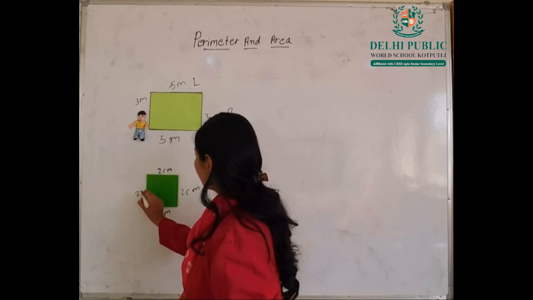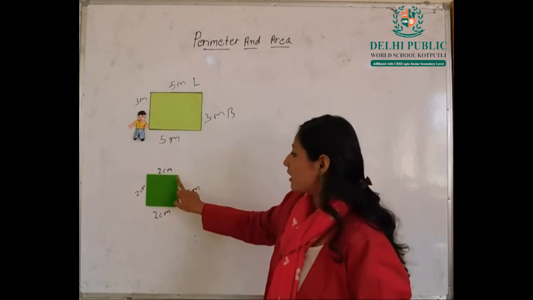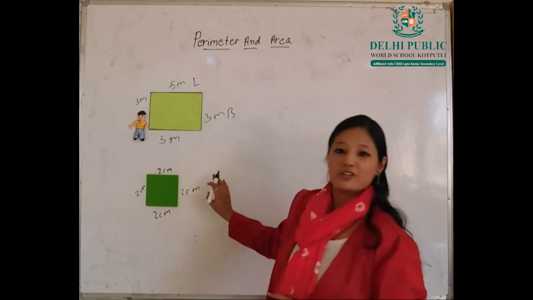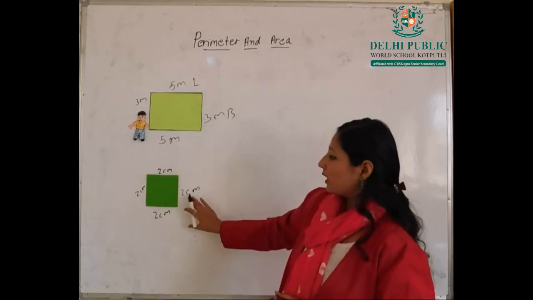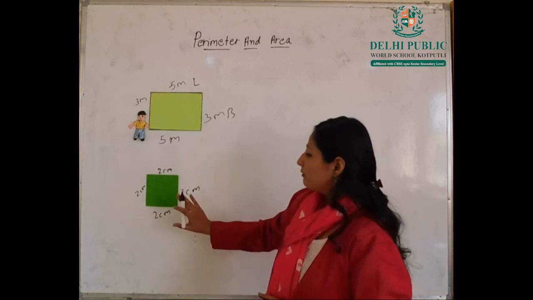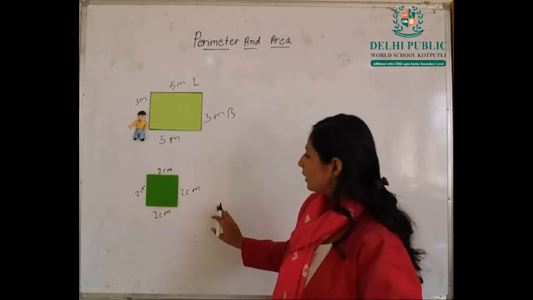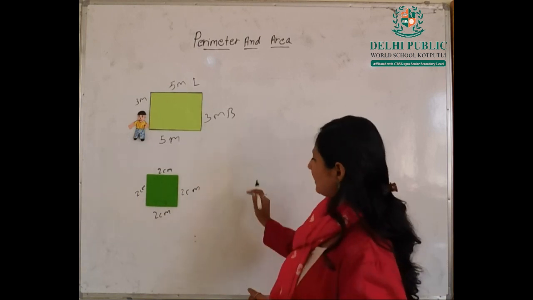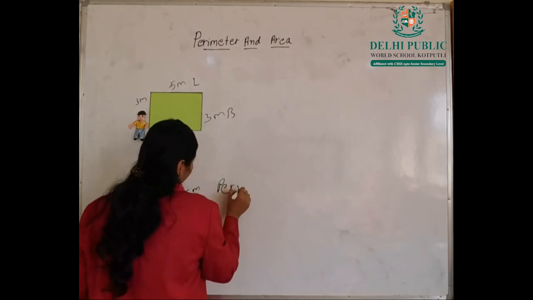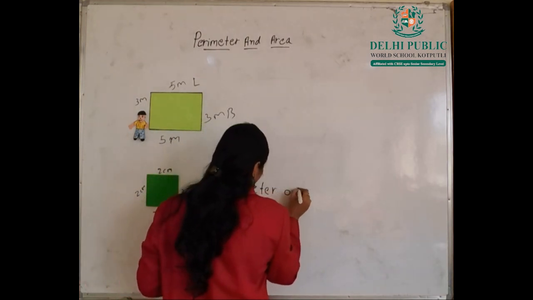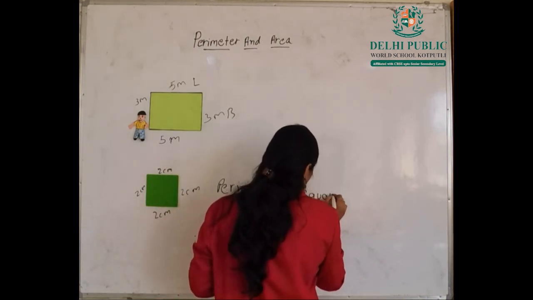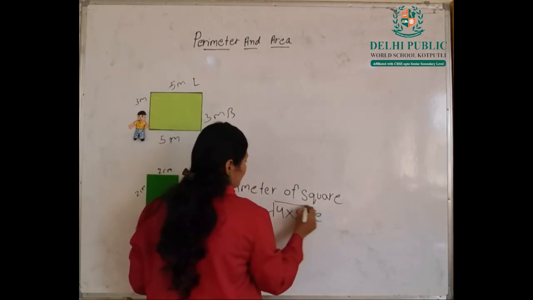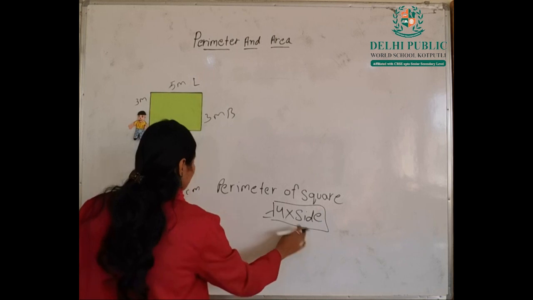Now if I want to calculate the perimeter or the boundary of this square shape, then what will I do? I will add all the edges. Through this we can get the perimeter of a square, but without calculating so much, we can use a formula for the square also. So the perimeter of a square is 4 into side. The formula for the perimeter of a square is 4 multiplied by side.